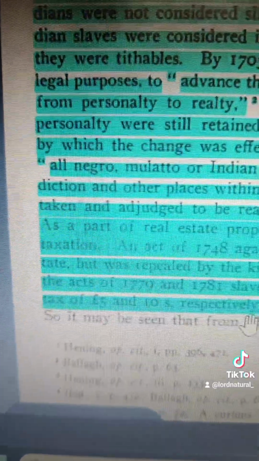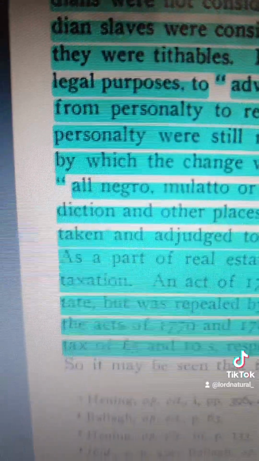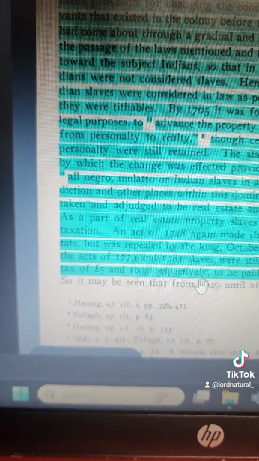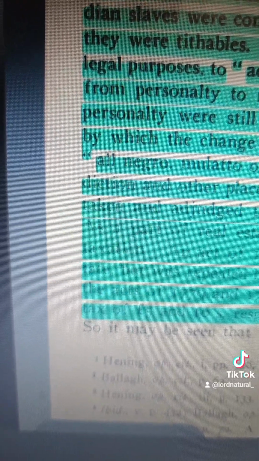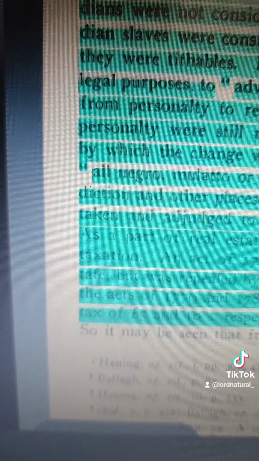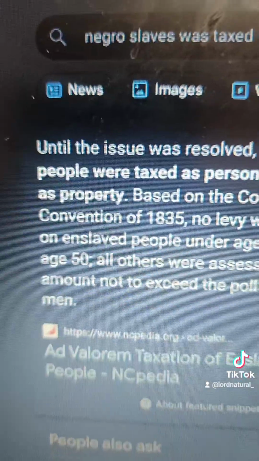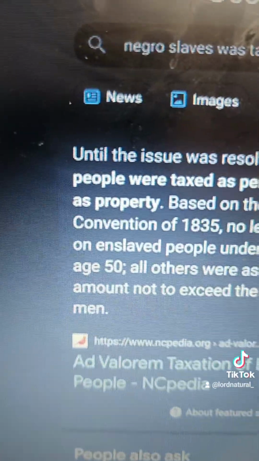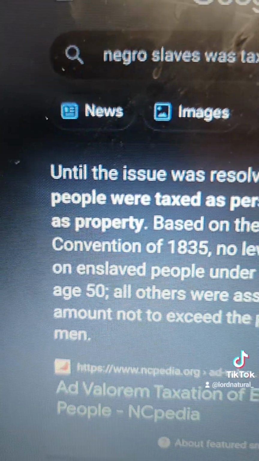As a part of real estate property, slaves were subject to taxation. Wait a minute. Guess what? That means the slaves were getting paid because they had to pay taxes. So what are you talking about? Nobody wasn't making no money back then. I said it would be a double-edged sword, but the final one I want to bring out is real crazy. Check this out. Until the issue was resolved, enslaved people were taxed as persons rather than as property.